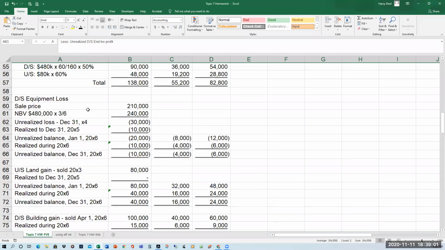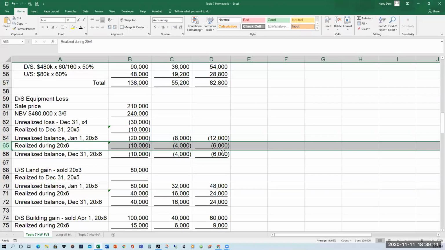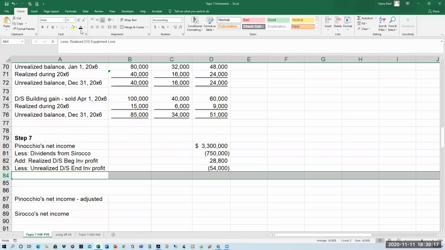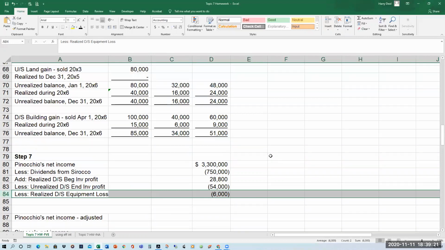And then if you look at the downstream equipment, during the year 2006, $6,000 of the intercompany loss got realized. So if an intercompany loss is realized, income should be lower. So you want to minus $6,000 for the realized loss portion.